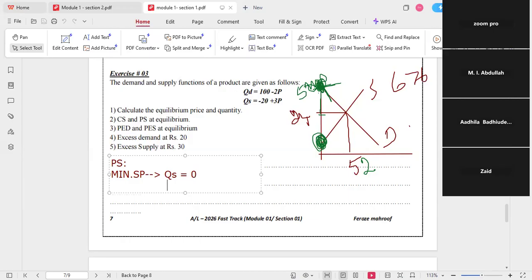So what is the QS? Minus 20 plus 3p. Minus 20 plus 3p is equal to 0. Then 3p is equal to 20. Then what is the price? Price equals 20 over 3. So what is 20 over 3? Calculate.